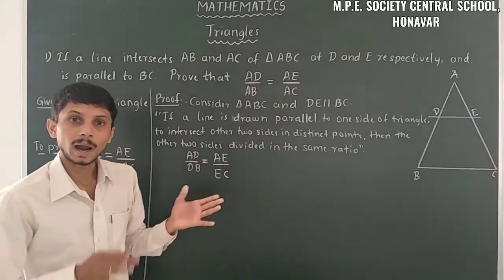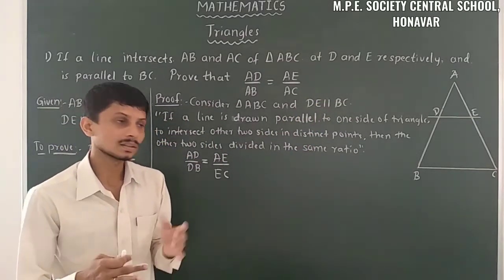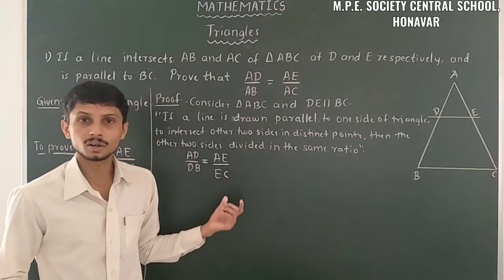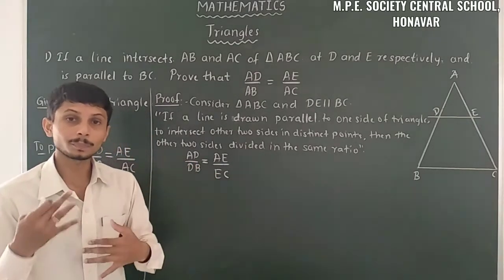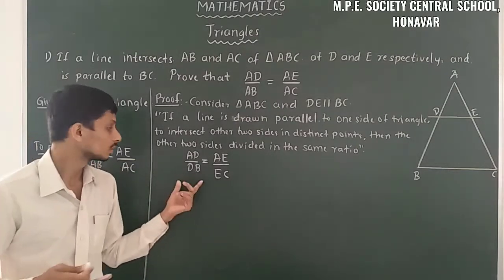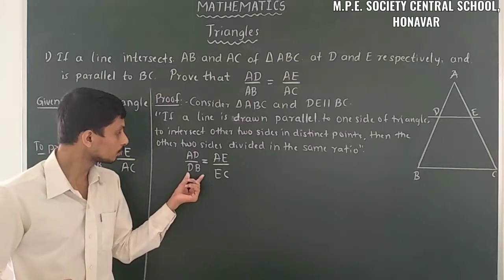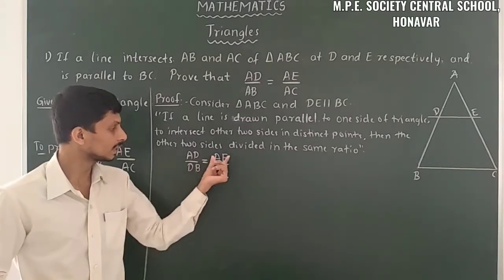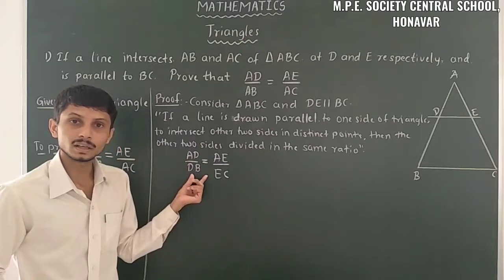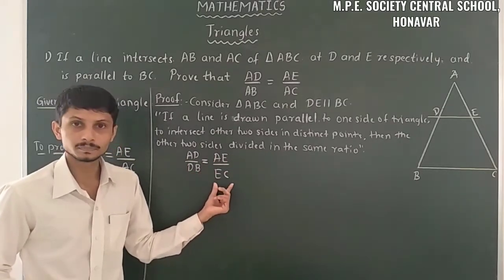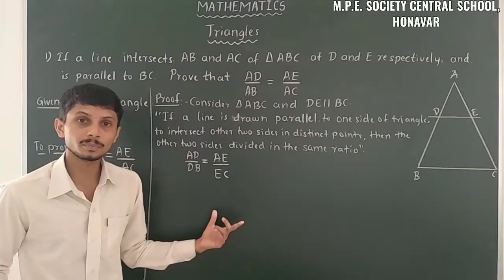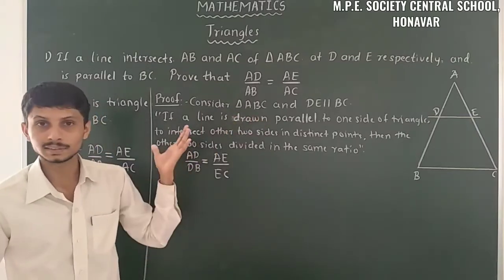So after the operation, we can get AB in the denominator here, AC in the denominator. But what operations can we take? There is no operation by which we can change the denominator. But just observe the numerator, AD and DB, AE and EC. When we add AD here and AE here, we can easily get the denominator as AB and AC.